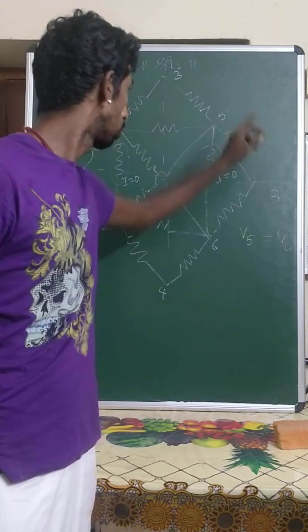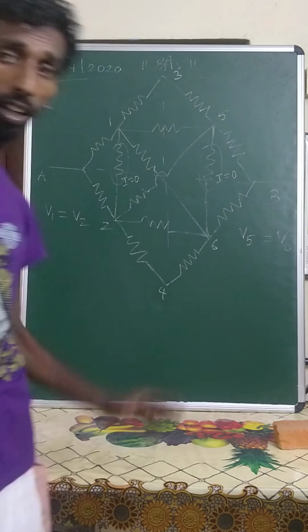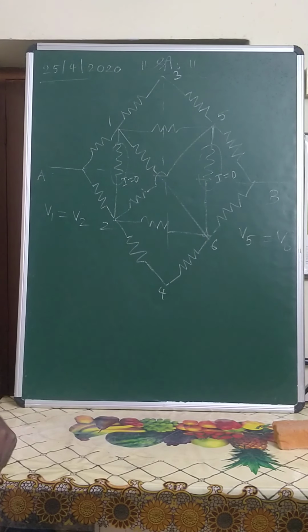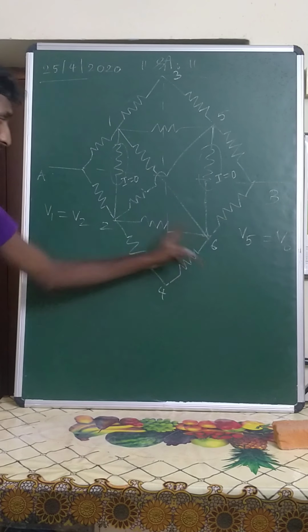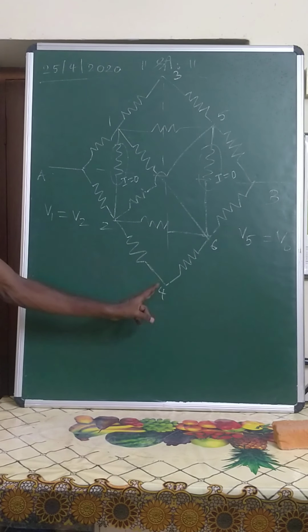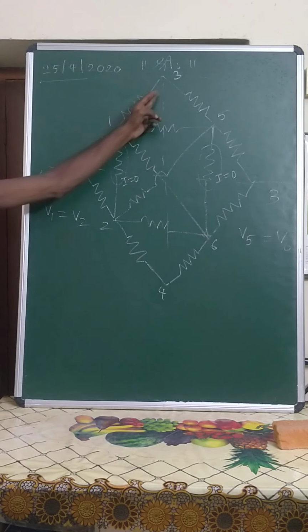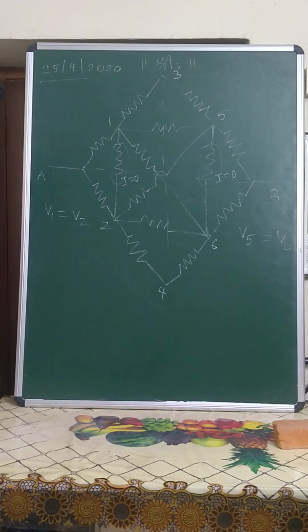Similarly 1 is connected to 5, 2 is connected to 5. They can be connected in parallel from 2. Both are in parallel. Similarly 1 is connected to 6, 2 to 6. Finally connecting 4 to 6, then 3 to 5, then 5 to B. Now we can start connecting this.